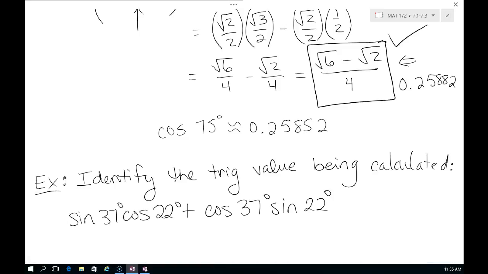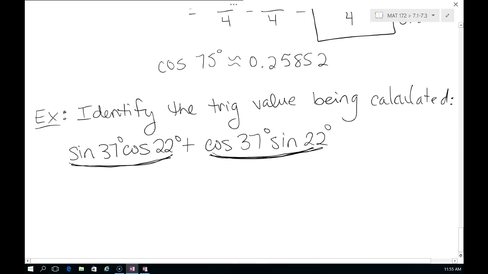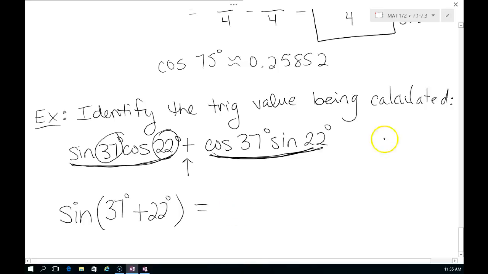And we want to know which one, and we want to kind of go backwards to figure out what they're trying to calculate. So notice that our sines and cosines are mingling. So which one of our identities mingles? The sine function mingles. And does the sine function keep or change the operation? The sine function keeps the operation. And then we pull those angles out. This formula is being used to calculate the sine of 59 degrees.